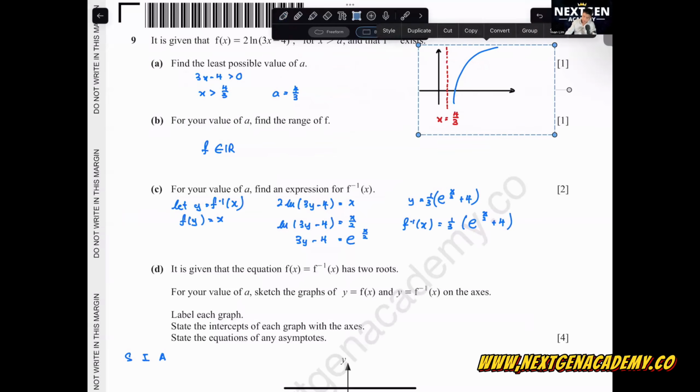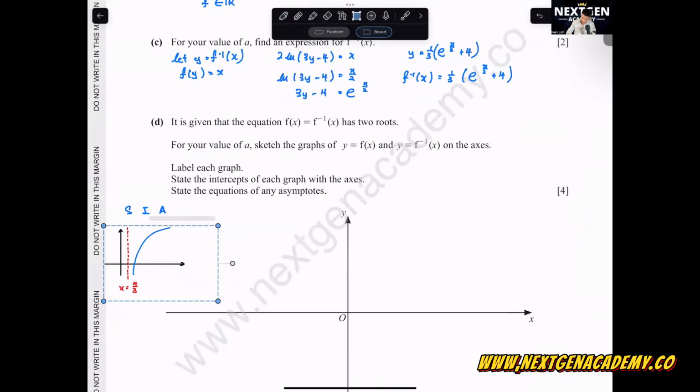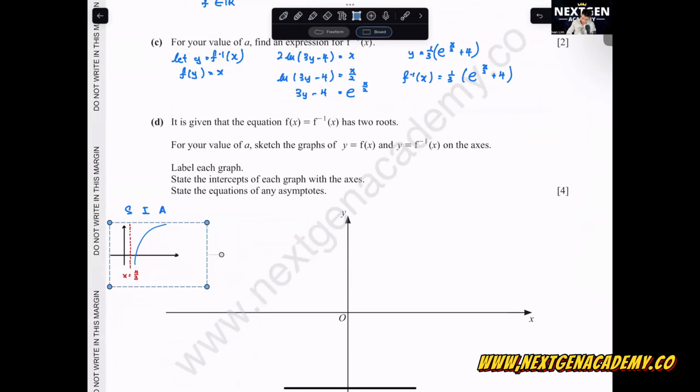Normally we will need this one, so I just bring it down here. We already know that the graph looks something like this. This one has no y-intercept because your asymptote is at 4 over 3. So we've got a shape which is like this. We need to find the x-intercept. So how to find it? Let y equal 0.